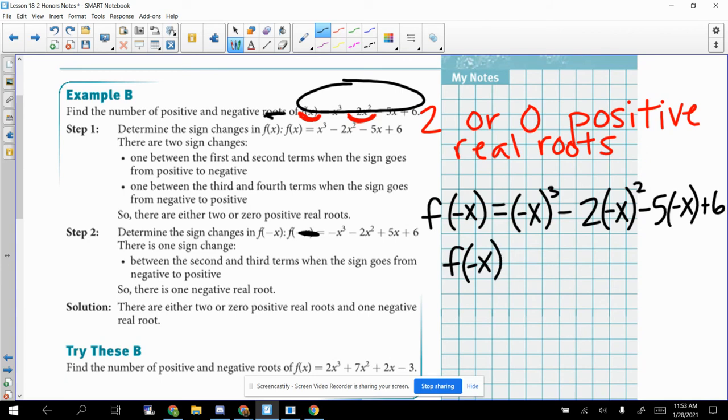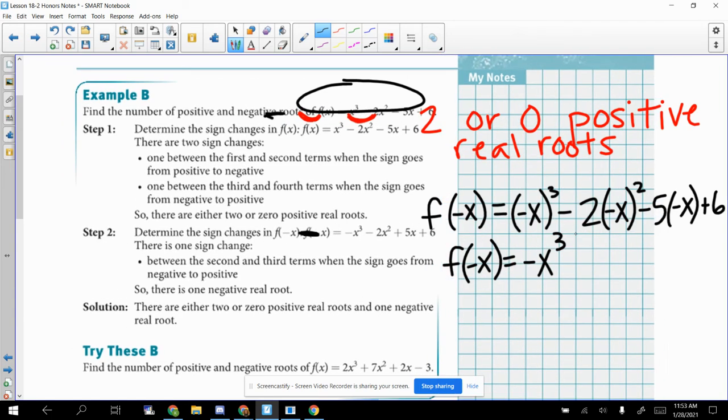So negative x cubed is negative x times negative x times negative x, so that's going to continue to be negative x cubed. Okay, then you have negative x squared, that's negative x times negative x, which is going to be a positive x squared, but you have to multiply it by this negative 2. So that's going to end up being negative 2x squared. Then you have negative x times negative 5, so that's going to be positive 5x. And then you have the positive 6, which is not going to change because there's no x value.